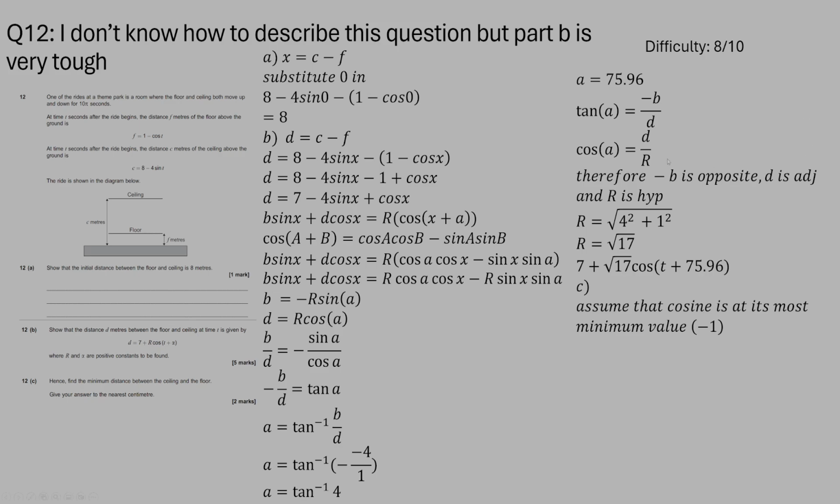We're just going to find the minimum value of cos of t plus 75.96, and we know that the lowest value that cos can be is -1, so we're just going to assume that cos is -1. We don't have to find the value of t, we just need to assume that it's -1. So we need to have 7 plus root 17 times -1, so just 7 minus root 17. And we can write this as an exact number in centimeters.